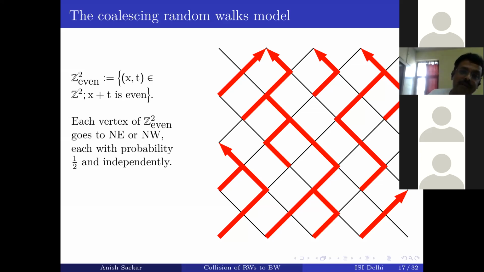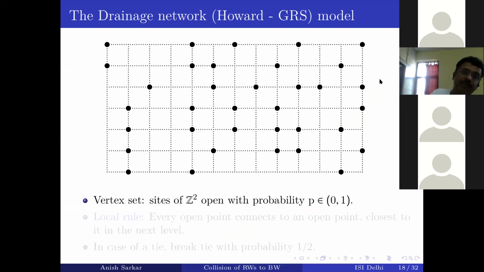I want to give another example, and this is something called the drainage network example. This is Howard's model, and we introduced this model in a probabilistic framework. This is Gangopadhyay, Roy, Sarkar. So here, this is a part of the Z2 lattice. There are points all over, and I toss independent coins for each point to keep certain points only. In the network sense, these are essentially sources of water. But anyway, let's not get into these things.